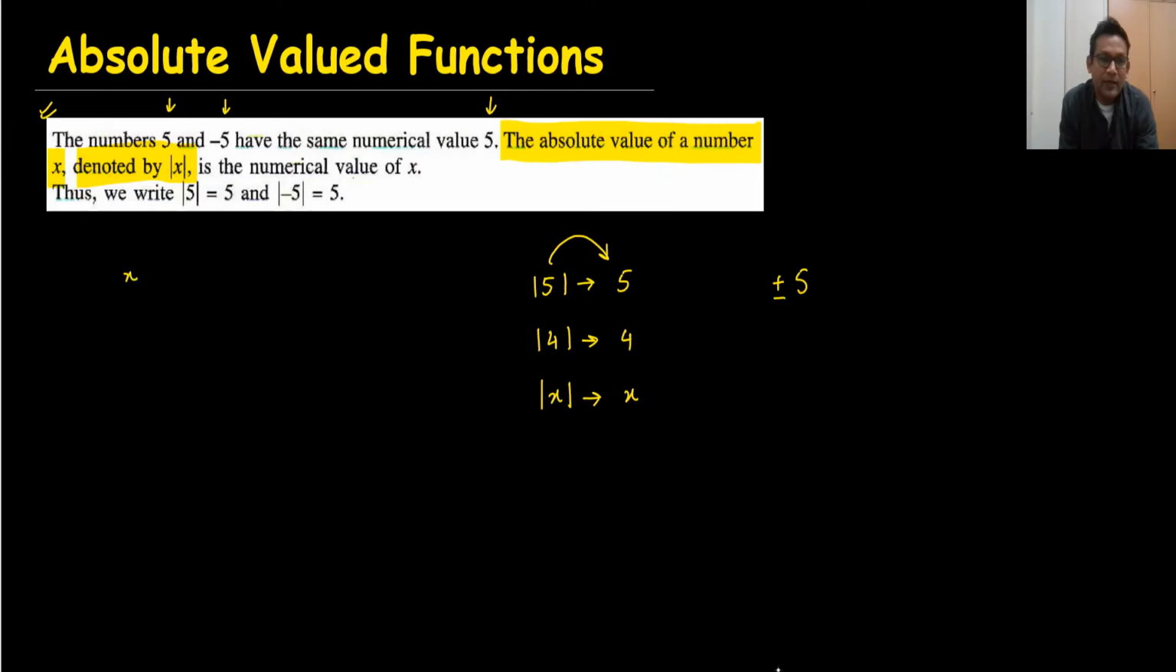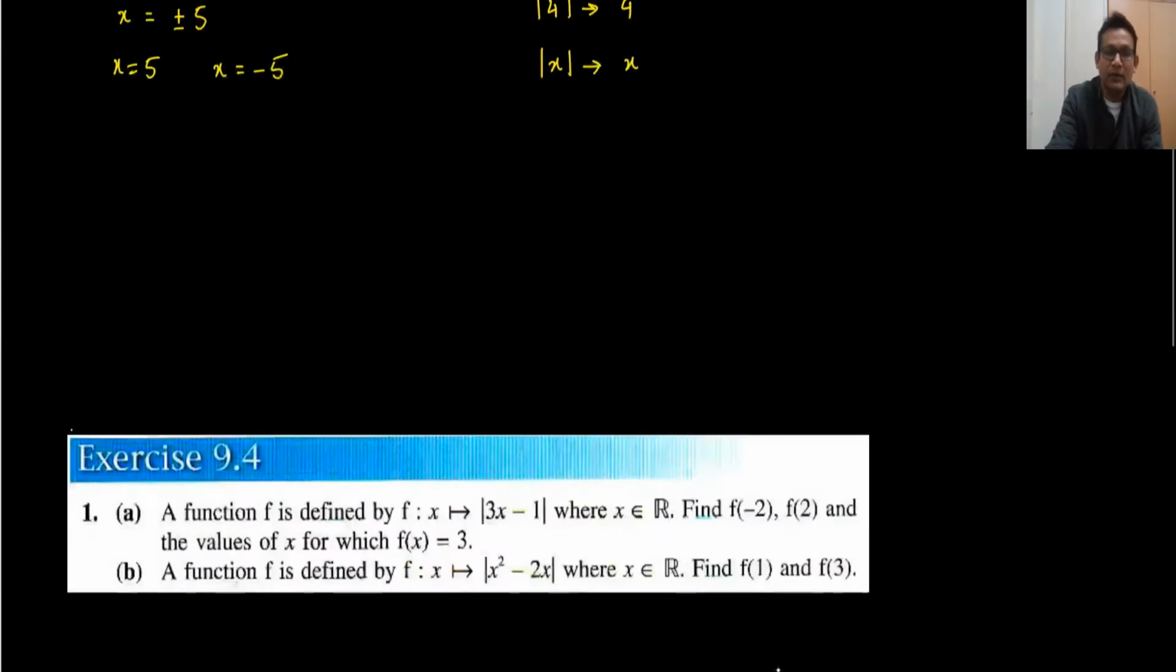For example, we have x in the modulus sign, and this absolute value is equal to 5. So how can you get 5? 5 could be plus 5 or minus 5. So what do we write? We write x is equal to plus minus 5: x is equal to 5 and x is equal to minus 5. There are two possibilities.